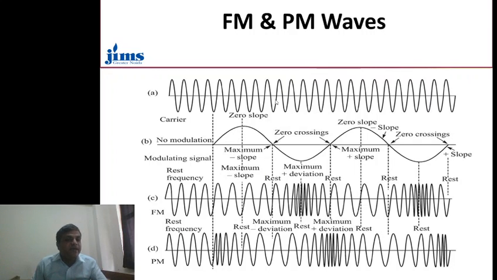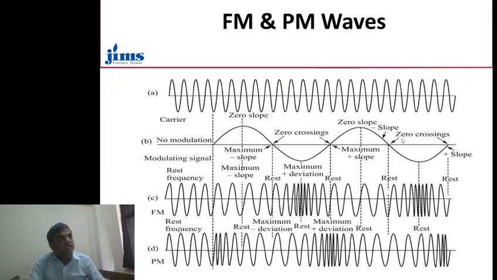But if we remove the carrier part and modulating part, then we are not able to identify which is the FM waveform and which is the PM waveform. Both look like a similar type of waveform. So these are basically the similarities between FM and PM waveforms.